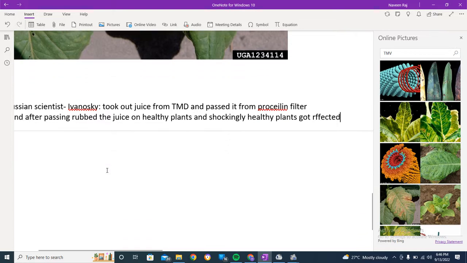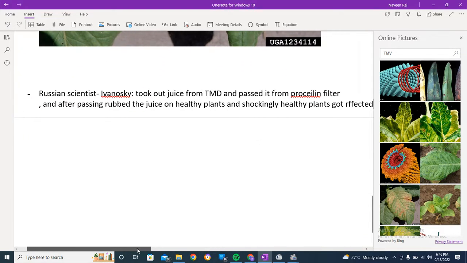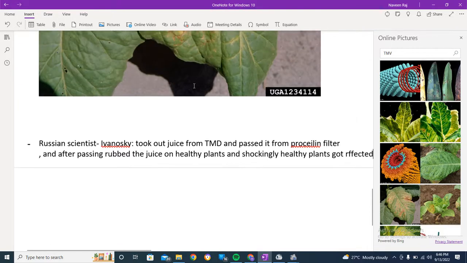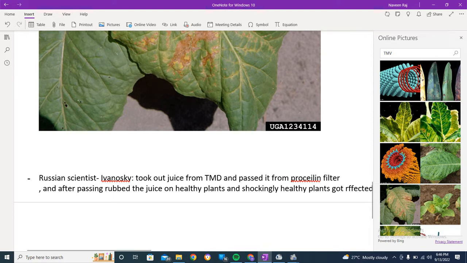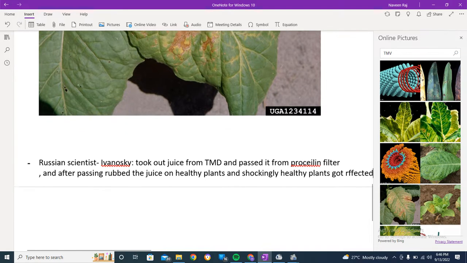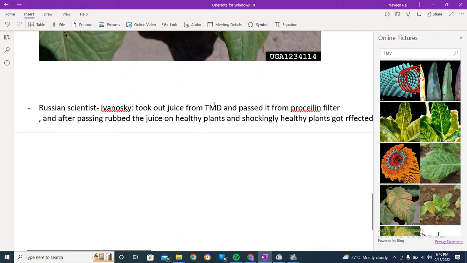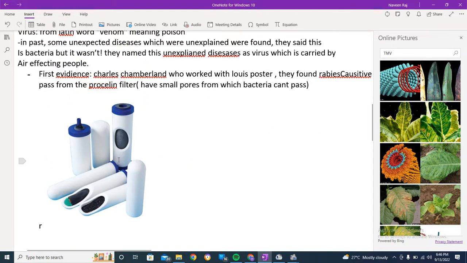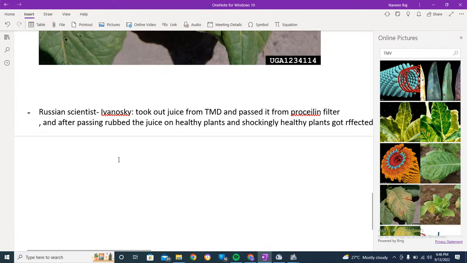So from here you can conclude that scientist Ivanovsky took these tobacco mosaic affected leaves and passed the juice through the porcelain filter. We have seen this is a device that does not allow bacteria to pass through, while the virus can pass through it. After passing, he rubbed that juice on the healthy plants. As a virus is an infectious agent, it gets transmitted from one organism to another, so the healthy plants also got affected, and from here it was very clear that there is something like a virus existing.